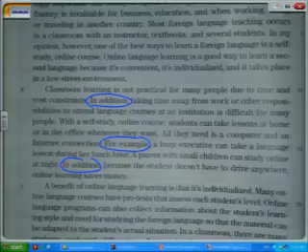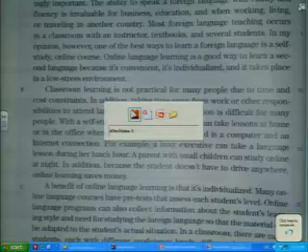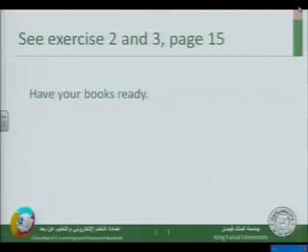All right, we'll just stop it there and go to the next exercise. Okay, and the exercise we want to go to is exercise number 3, page 15. Sorry, it should have been page 17.